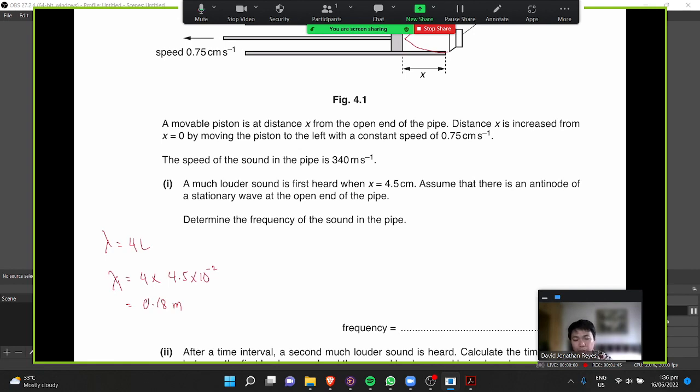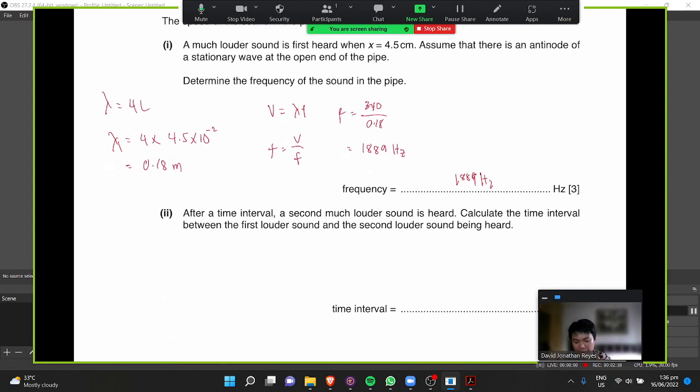Now, how are we going to compute its frequency? Use the wave equation. V is equal to lambda f. F is equal to V over lambda. Now, the V here is given as 340, so that gives you F equals 340 all over 0.18. 340 divided by the answer, you will get now a frequency of 1,889 hertz. Okay, that's how you answer that first part.